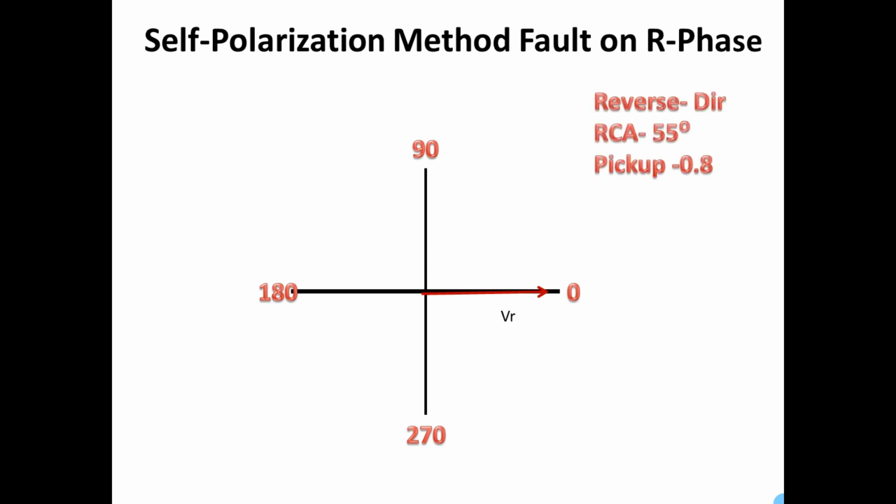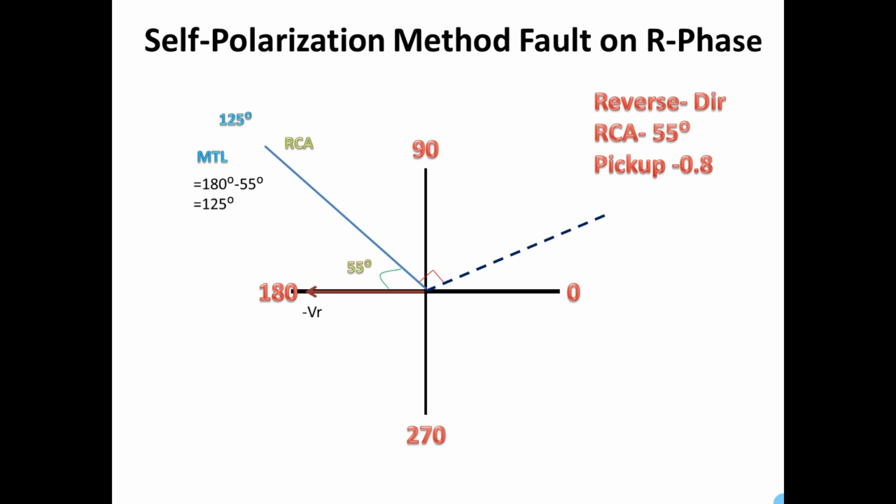In this also we are going to take the RCA angle as 55 degrees. Since it is reverse directional, we have to take the reference voltage 180 degrees opposite to the 0 degree. Take this VR as the reference and make 55 degrees in clockwise direction. To get this angle, subtract 55 from 180 degrees. We get 125 degrees, and draw the line over here. This line is known as the maximum torque line.